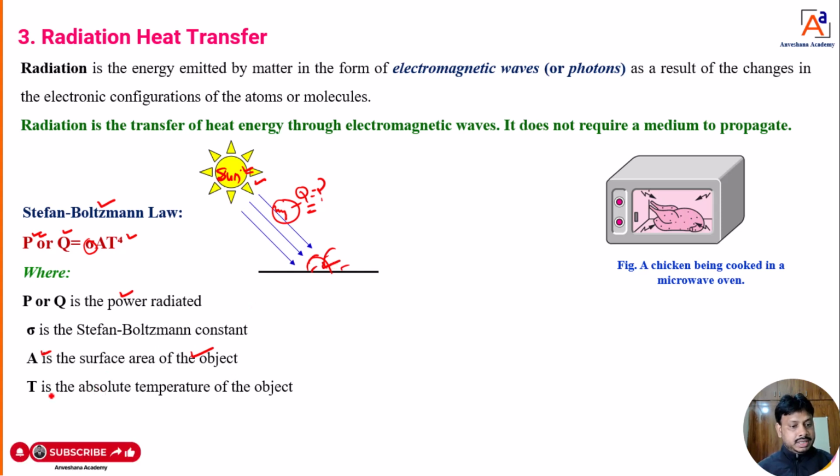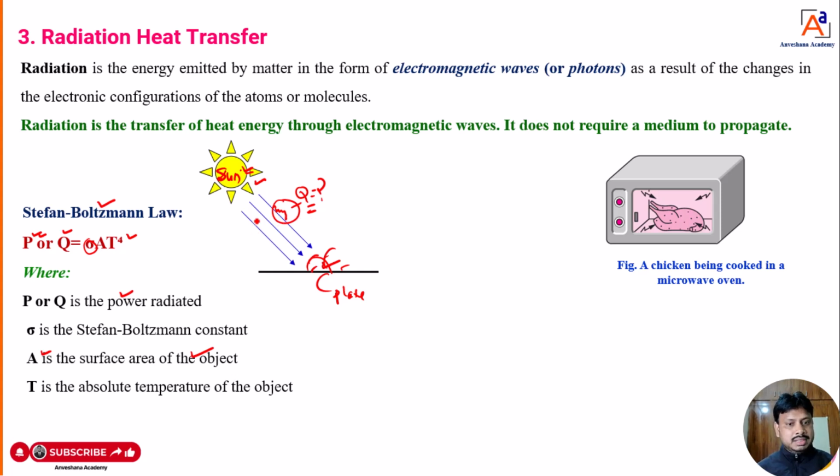Then T is the absolute temperature of the object. So you can take a plate, dear students. T is represented as the absolute temperature of the object. With the help of this data, we can calculate the amount of radiation heat transfer that has taken place.